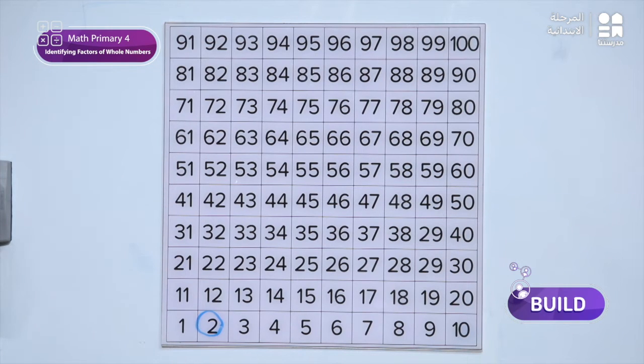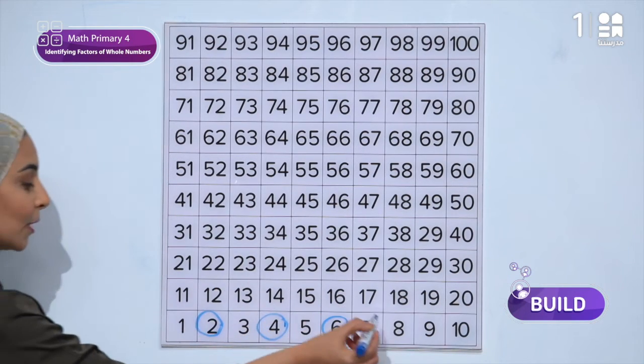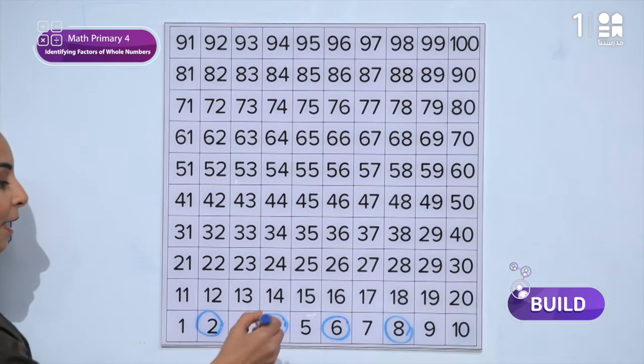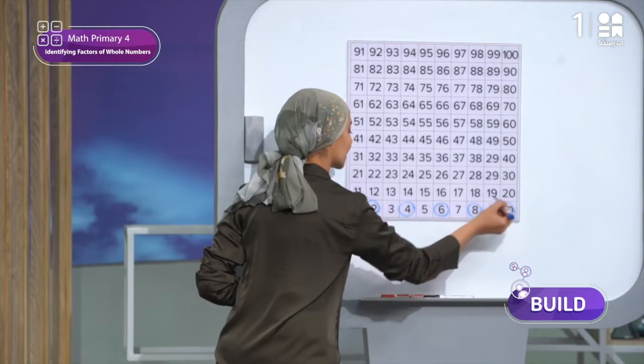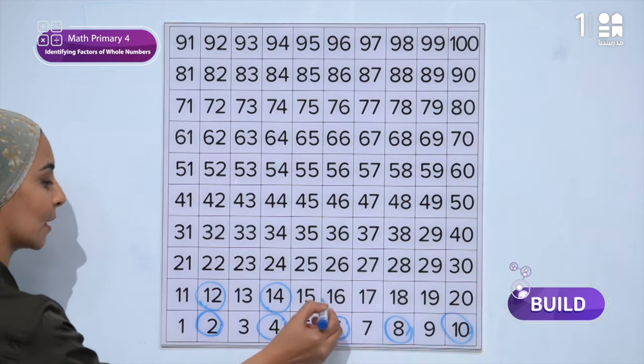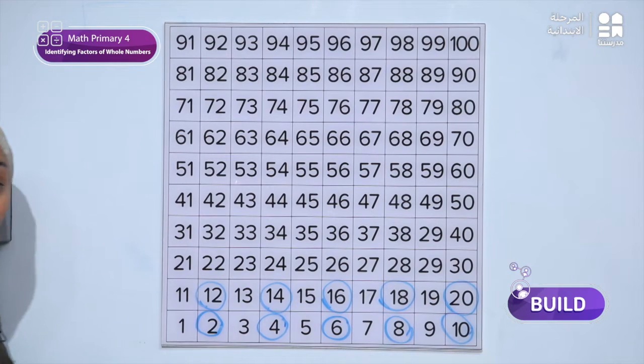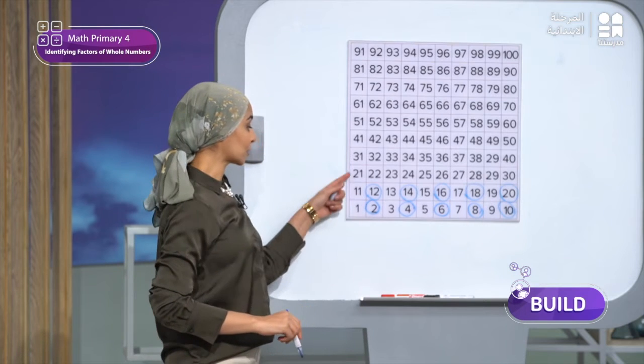So I will reach 4. And then skip counting by 2. I will circle 6. Skip counting by 2. I will reach 8. Again skip counting by 2. 10. Again 12. Skip counting by 2. 14. Then 16. Then 18, then 20. Okay? طب what do you notice here?